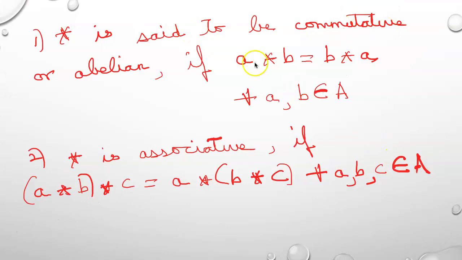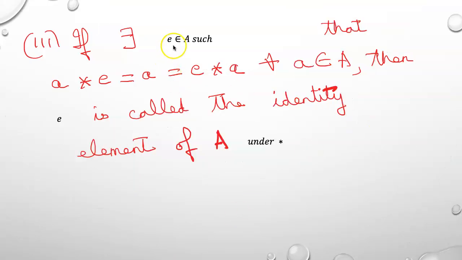Star is said to be commutative or abelian if a * b = b * a for all a, b belonging to A. Star is associative if (a * b) * c = a * (b * c) for all a, b, c belonging to A. And if there exists an element e belonging to A such that a * e = a = e * a for all a belonging to A, then e is called the identity element of A under star.